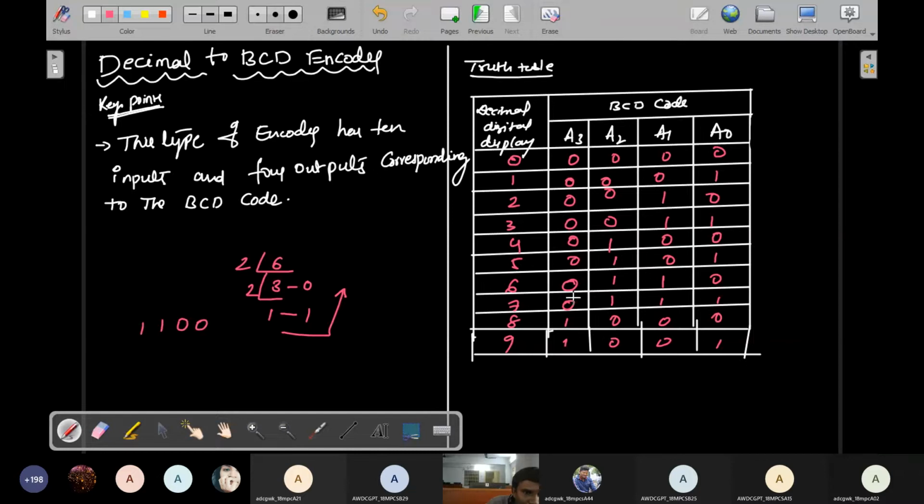Sorry, it will change, I made a mistake once again. So this is actually the binary number for 6. Suppose the decimal number 6 is converted into a binary number, divided by 2: 2 threes are 6, remainder is 0, and 2 ones are 2, remainder is 1. So this is 1 1 0.